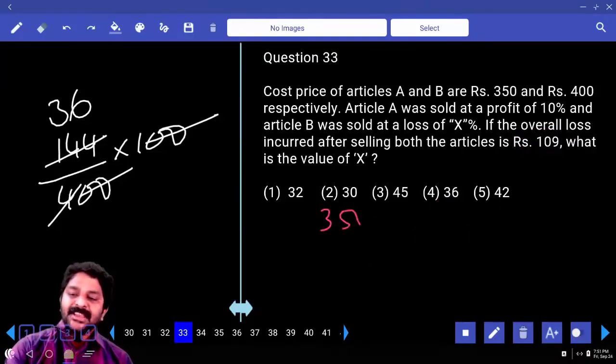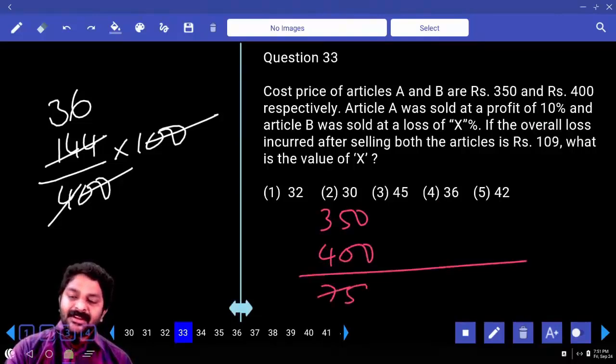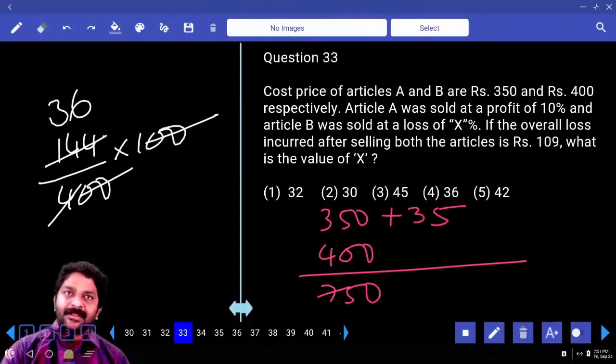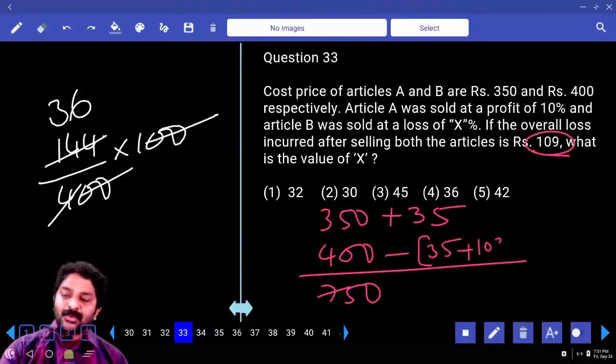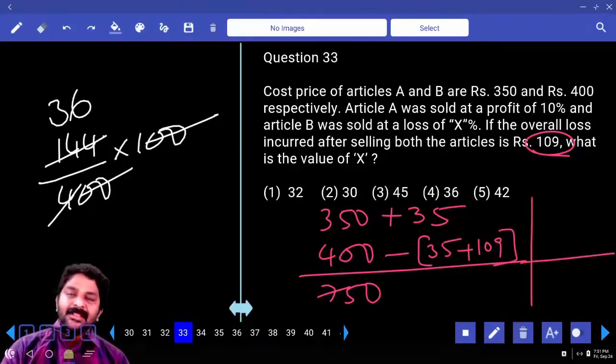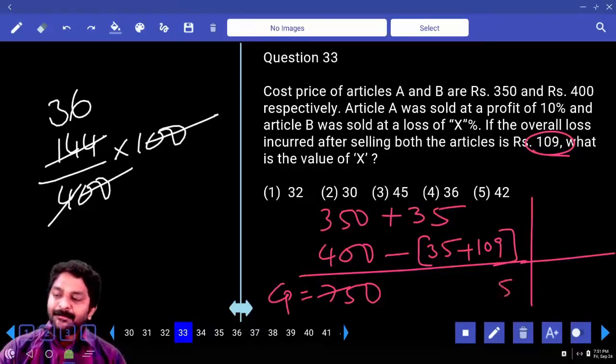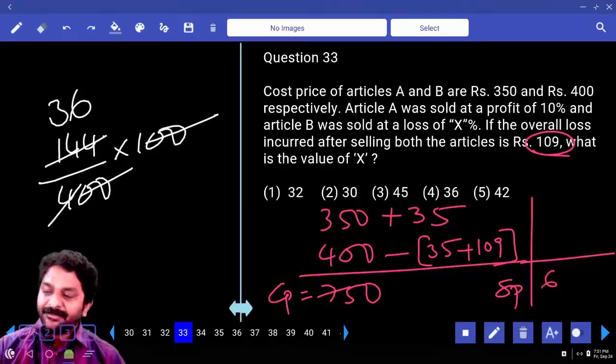Cost price of the first item, cost price of the second item. Total cost price 750. On first item there is 10% profit which is 35. As the overall loss is 109 rupees, loss making on the second item must be profit on first item and overall loss 109 both together. Otherwise, what you have to do is, total cost price is 750, total selling price is equal to, there is a loss of 109 rupees, hence 641 rupees.